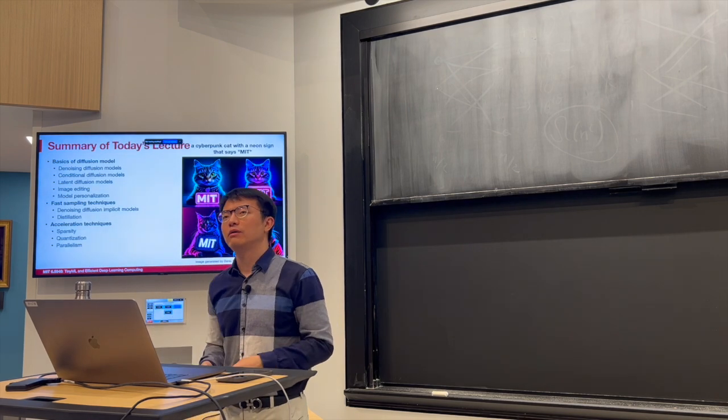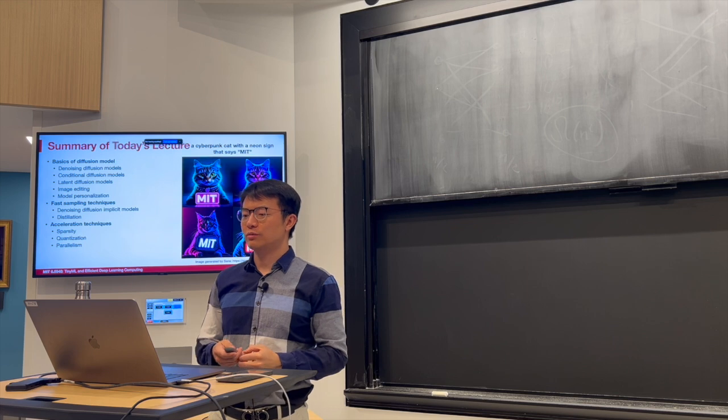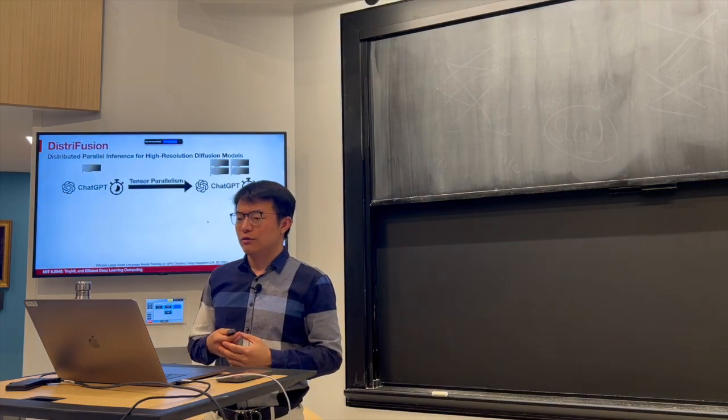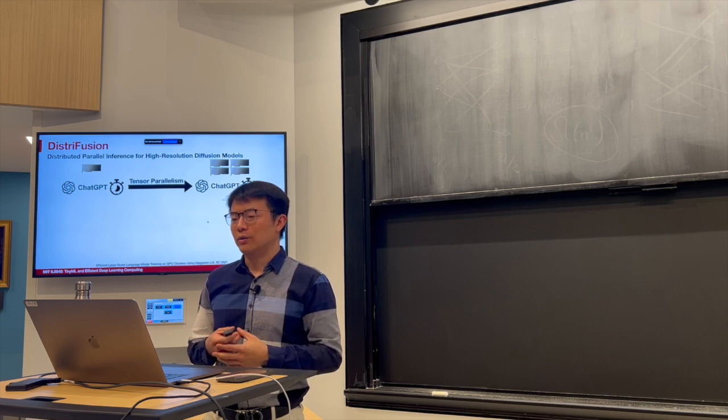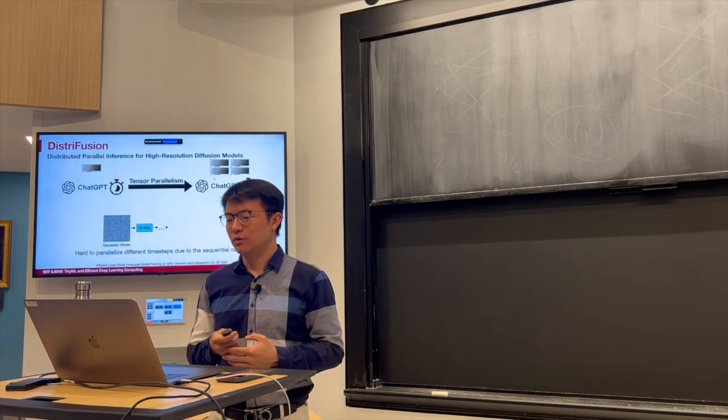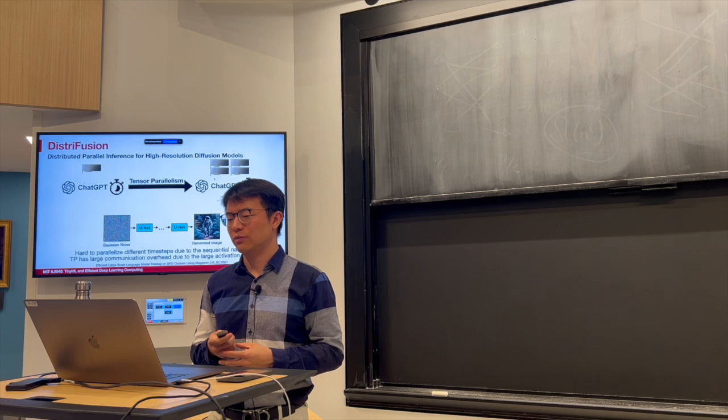Finally, we can apply parallelism to exploit multiple GPUs to accelerate diffusion models. For language models, we talked about how we can use tensor parallelism to accelerate it by throwing more GPUs. We can just make it faster. What about for diffusion models? How can we throw more GPUs to make it run faster?